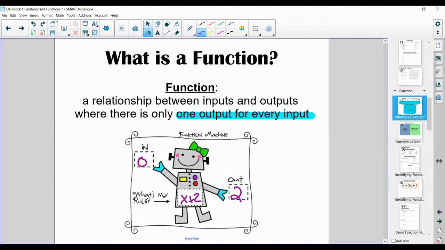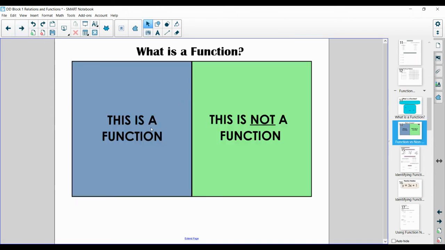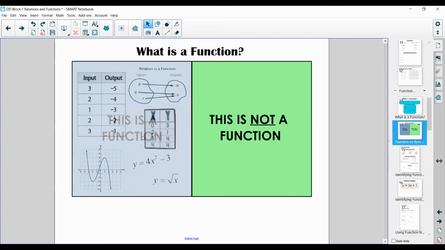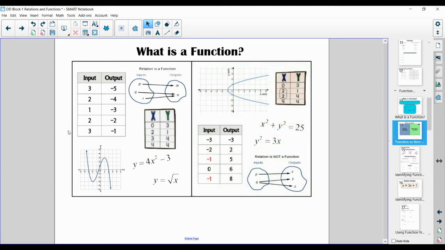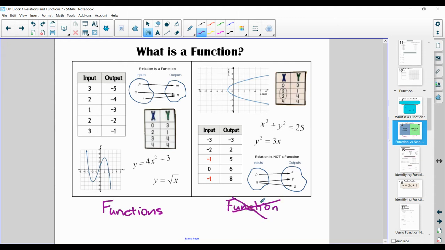All right, so let's take a look at some examples of what is a function and what's not a function. So first of all, these are examples of functions. And then these are examples of non-functions. And so the first column here, or the first section, is functions. And the left-hand side is not a function. All right, so if you look on the left-hand side, we've got a table of values. We've got 3, 2, 1, 2, and 3. So there's only one output for every input.